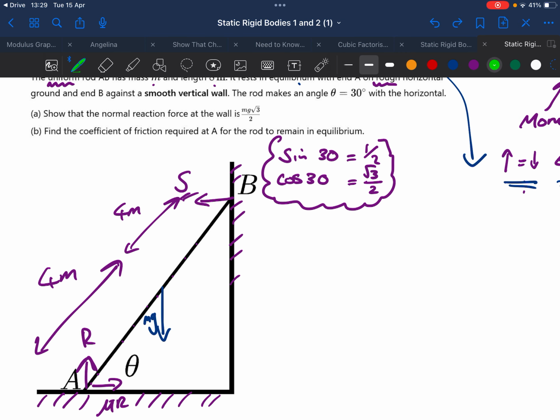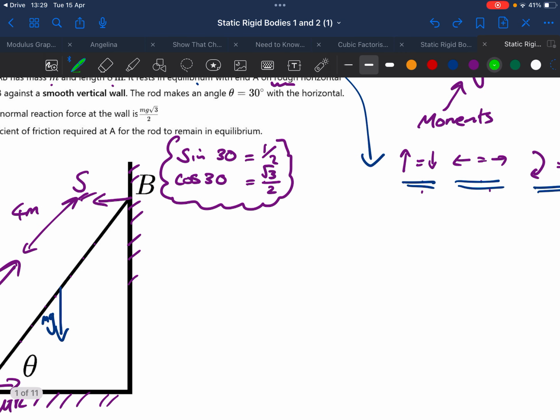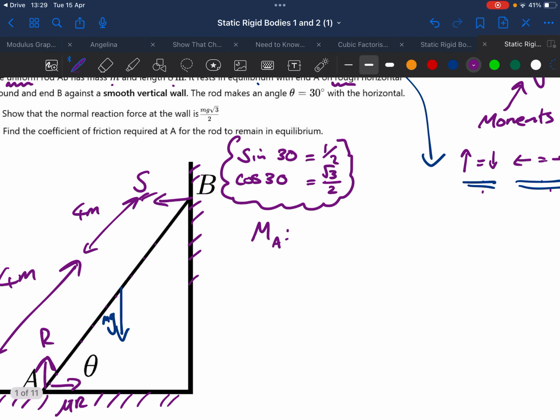I think that makes the most sense. So what we're going to do here, I'm going to do moments at A, and I'm going to do all of the clockwise equaling all of the anti-clockwise.